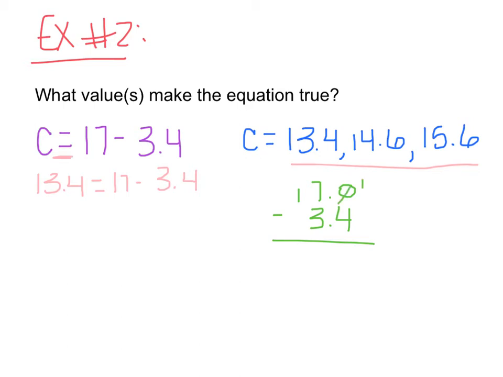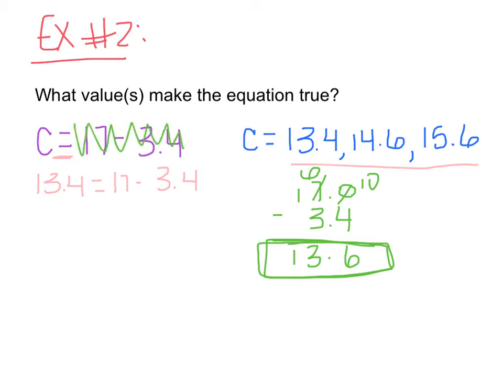Okay, the 0 becomes a 10, and 7 becomes a 6. Bring your decimal down, and subtract. So our answer should be 13 and 6/10, because when we did 17 minus 3 and 4/10, we got 13 and 6/10. So C has to be equal to 13 and 6/10.